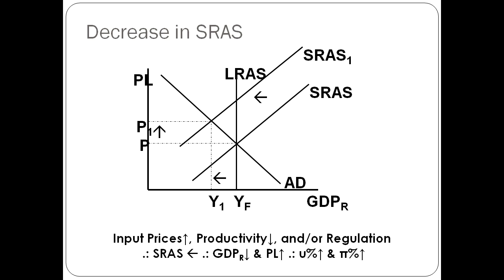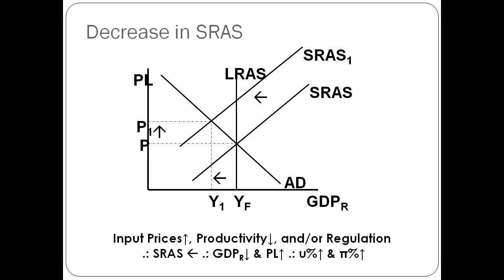Now, when the unemployment rate is going up and the inflation rate is going up, this is given a special name. That name is called stagflation. Okay, when you have rising unemployment and rising inflation, it is called stagflation.